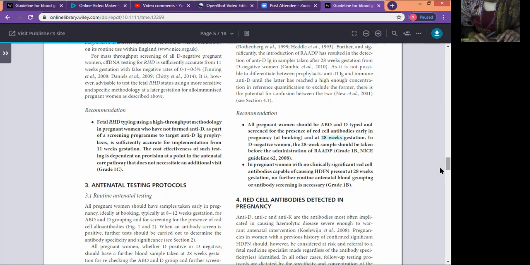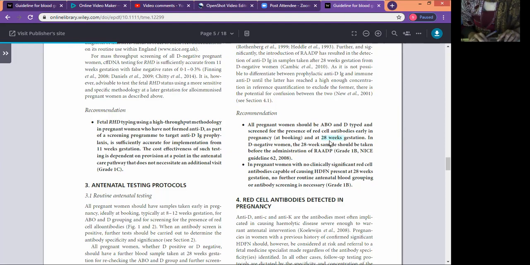So in pregnant women with no clinically significant red cell antibodies capable of causing HDFN present at 28 weeks, those who do not have any antibody at booking and at 28 weeks need no further testing. But for those who have no antibody at booking but show some antibodies at 28 weeks, first we need to go into the history of whether anti-D immunoglobulin might have been administered to the patient, the time of the administration, and also the route and the dose, and of course all the details about the anti-D administration need to be taken into account.